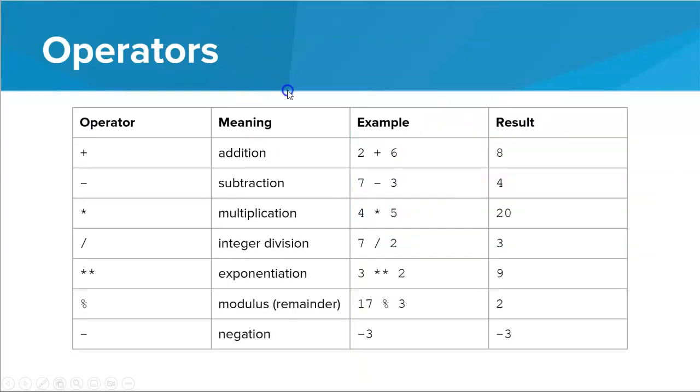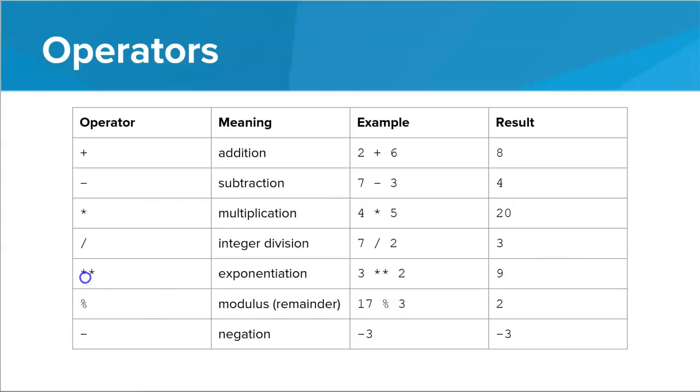We talked about operators. So far, we've used the operator of addition, which is the plus sign, 2 plus 6, the result would be 8. Minus sign or subtraction, 7 minus 3 would be 4. The asterisk is a multiplication symbol. 4 times 5 is 20. The slash is an integer division. 7 divided by 2 will leave us with 3. Notice there is no remainder. We are not using a modulus, which we will come down to the end here, and we will talk about modulus.